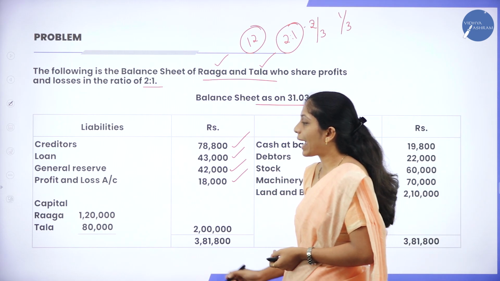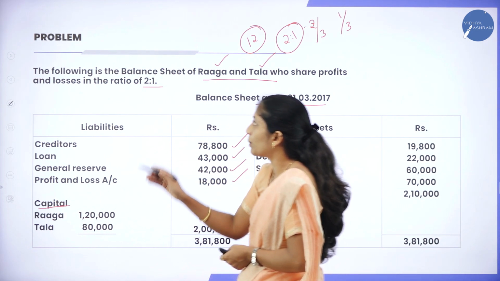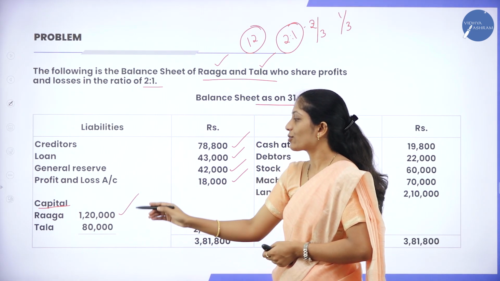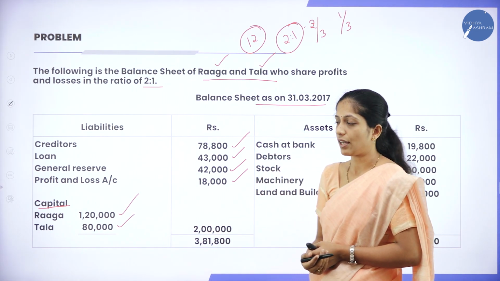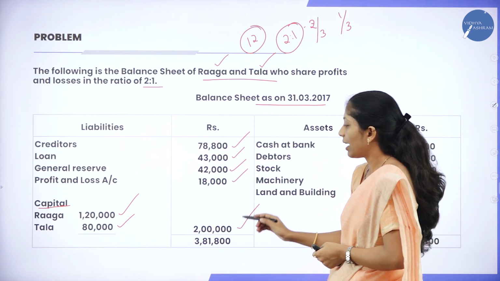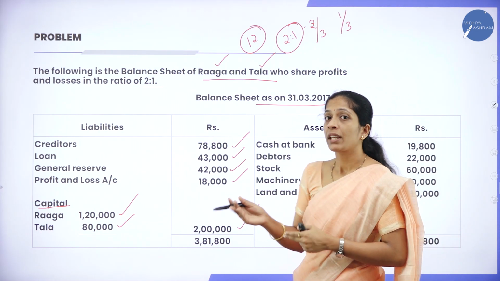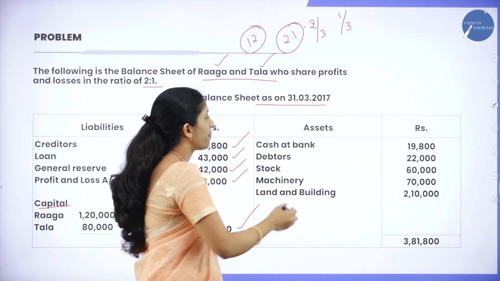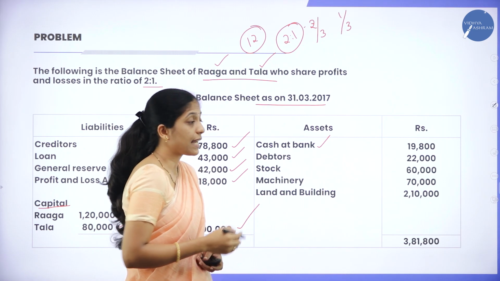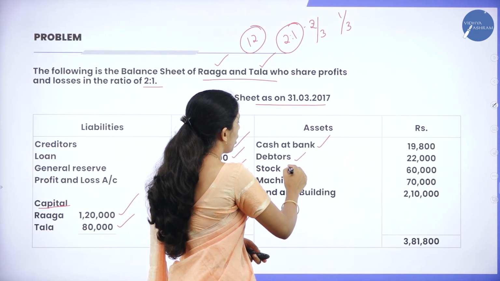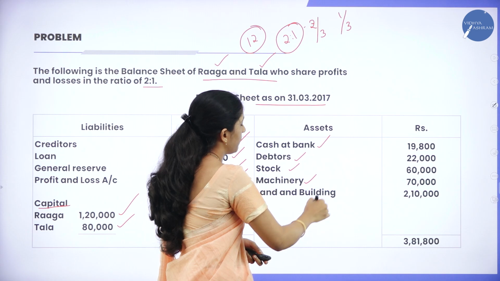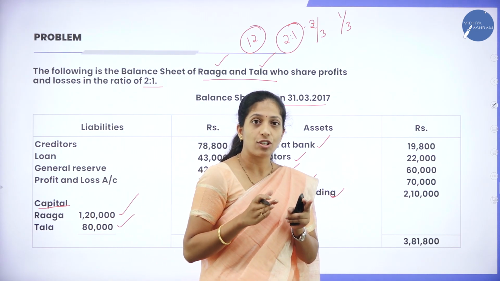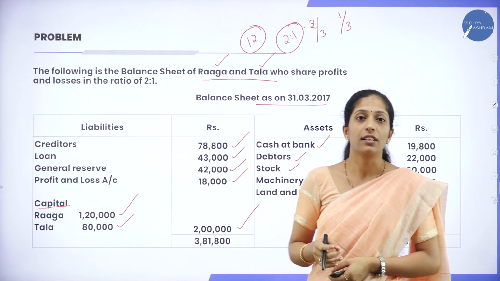Then they have given the capital of old partners. So who are the old partners here? Raga and Tala. So Raga's capital is 1,20,000 and Tala is 80,000. So they have total and they have written in the outer column 2 lakh. Now coming to the asset side. So we are having certain items here also. Cash at bank 19,800, debtors they have given 22,000, stock 60,000, machinery 70,000 and land and building 2,10,000. So this is a balance sheet that is before the admission of a new partner.